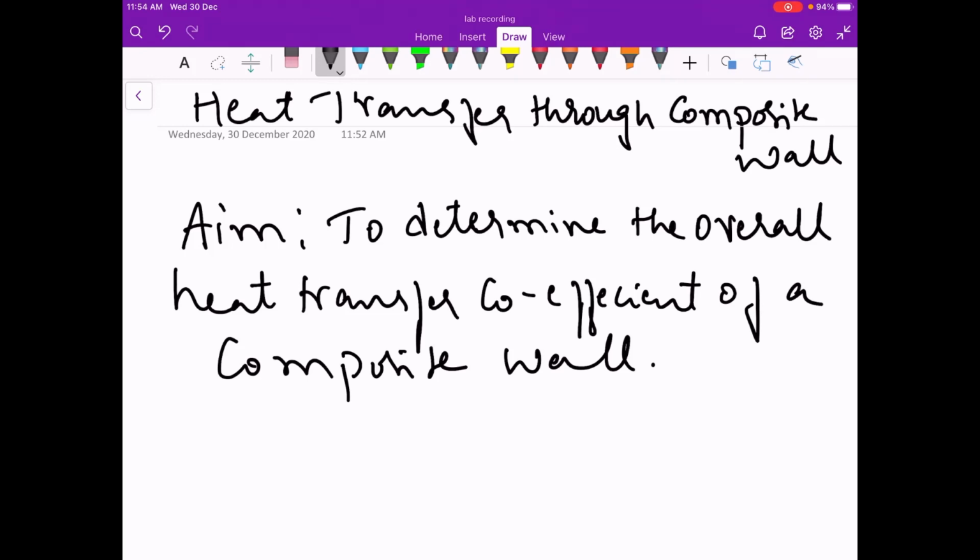The aim of the experiment is to determine the overall heat transfer coefficient, that is inside the bracket capital U, of a composite wall.